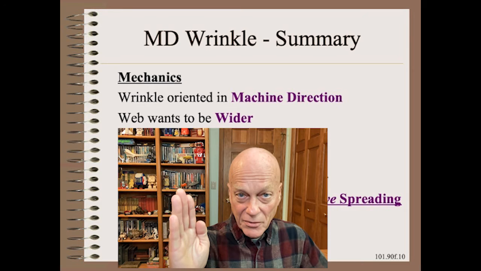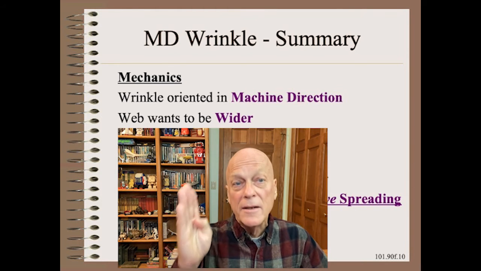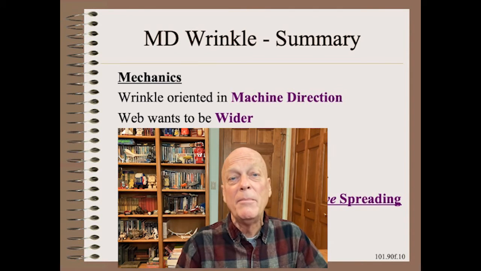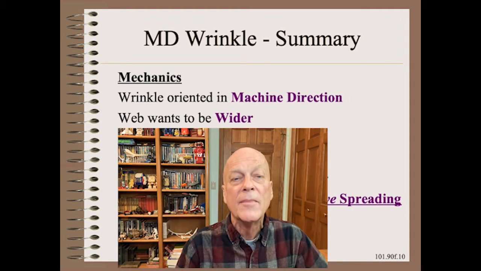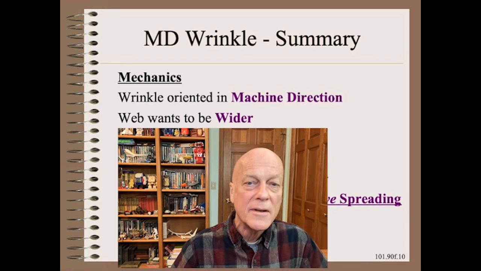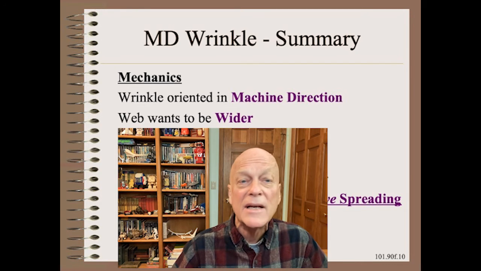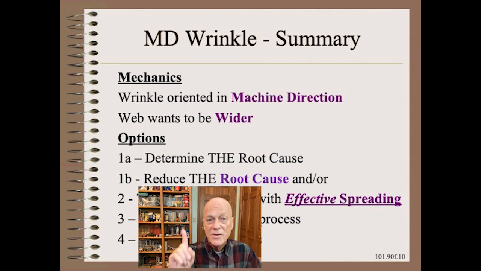Summarizing the machine direction wrinkle. The wrinkle is oriented in machine direction because the root cause has something to do with width change. Your options are simple to list, though not always pleasant to do. First, you determine the remedy suggested by the root cause or subcase. For example, if the web is wrinkling due to heat, then turning down the oven temperature must be considered.